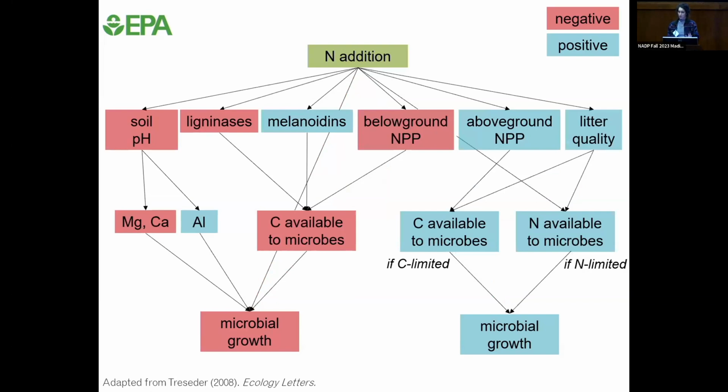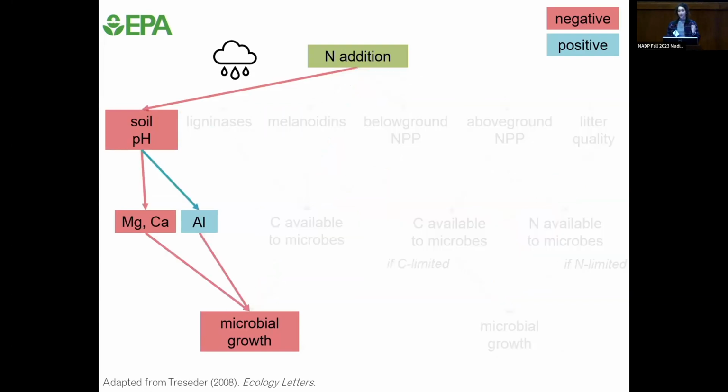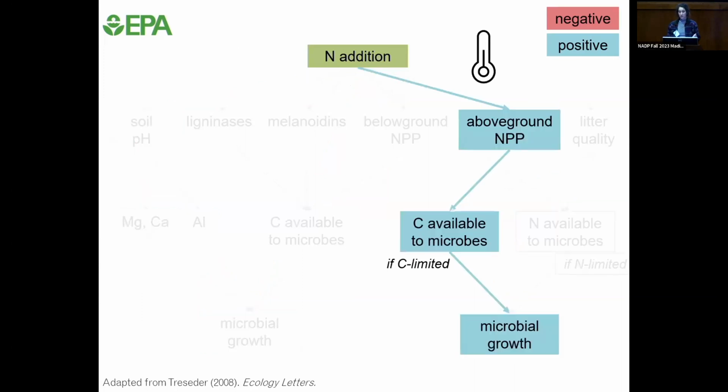So this is a lot, and I'm not going to ask you to read it all, but let's say, as an example, we see an increase in precipitation. That could further decrease soil pH, causing an increase in the leaching of ions and a further decrease in microbial growth. However, with increases in temperature, we could actually see greater above ground net primary productivity, causing increases in microbial growth. So we have a lot of different ways in which climate can affect sensitivity to nitrogen.